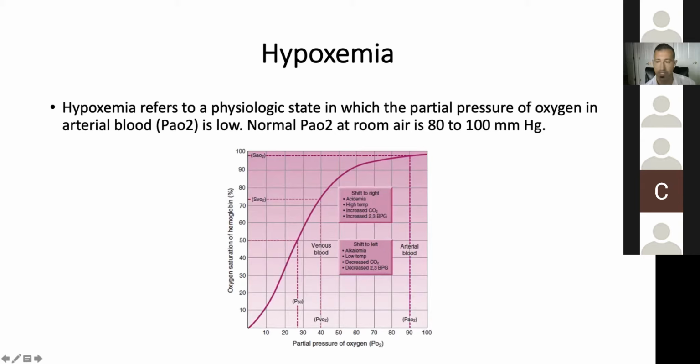And the numbers that I commit to memory here are 27 millimeters of mercury, because that corresponds to 50% hemoglobin saturation. The other number I like to memorize is 60 millimeters of mercury, because that corresponds to about 90% hemoglobin saturation. Those are two nice frames of reference when you're approaching hypoxemia and thinking about the partial pressure of oxygen in arterial blood.